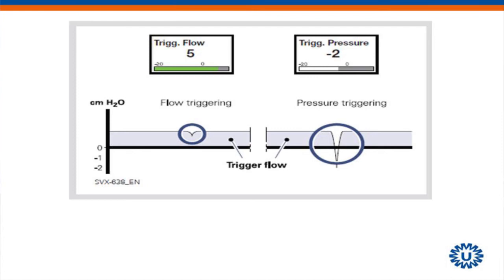What's the difference between flow triggering and pressure triggering? In pressure triggering, you must trigger a negative pressure. You can see here, the patient triggers a negative pressure of 2 centimeters of water. For children, infants and neonates it's much too difficult. Yeah, we always use flow triggering.